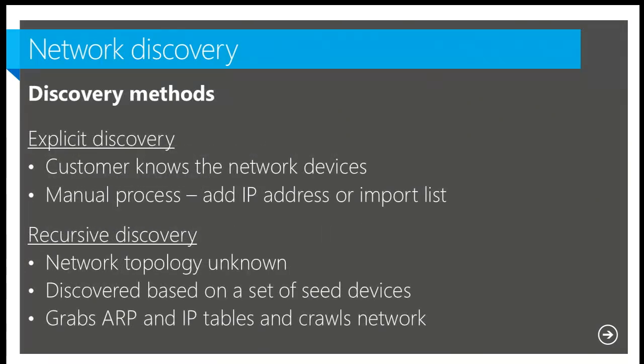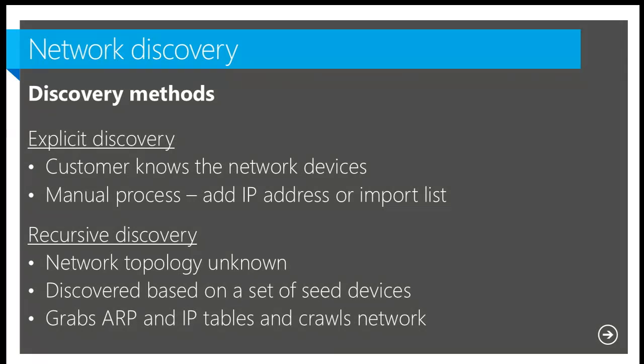So how about the discovery methods? We have actually two options for you. The explicit discovery is where you actually know about your environment. So you have a list of your devices. You know their IP addresses. You know their SNMP strings, the read strings. And you're going to go through the wizard, either add them manually or add them through a list, but at least you know about your environment, and we're going to discover based on the input you provided.